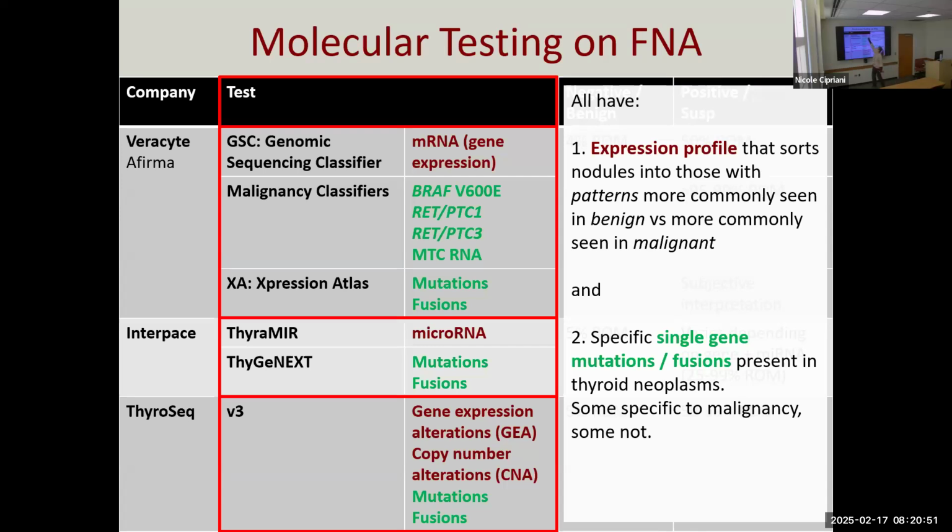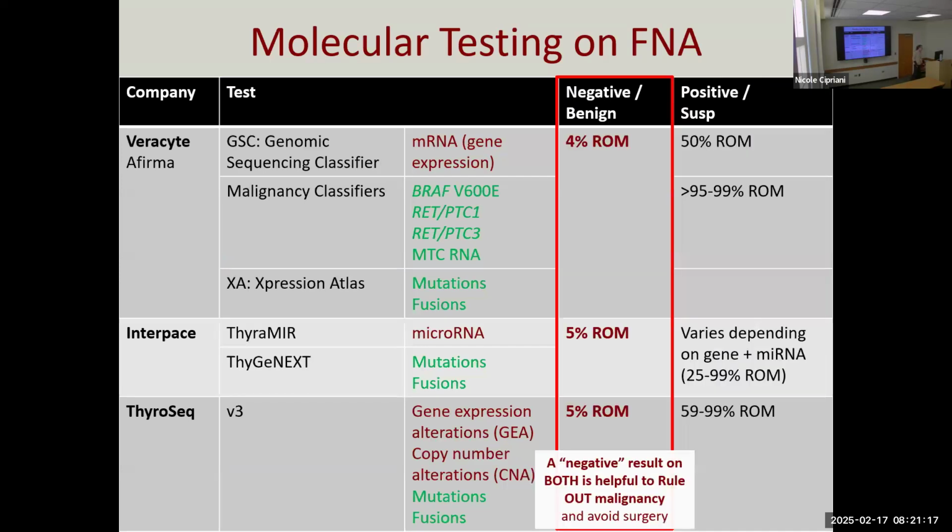So these red things. Then they also do a second arm of the test, which is specific single gene mutations or gene fusions that are present in thyroid neoplasms, as you can see here in green. Some are specific to malignancy, and some are just specific to neoplasia, and we'll get into that in a second. But realize that there are these 2 arms.